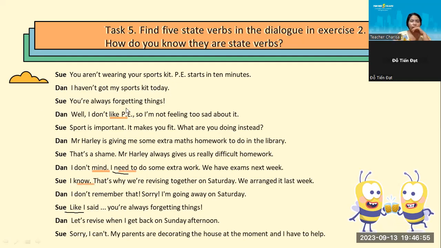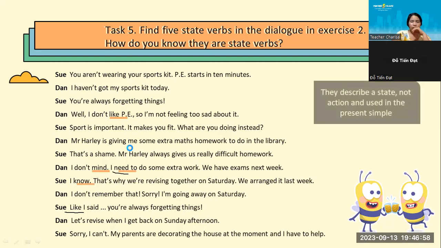Okay, let's check. So that is our 5 state verbs. Well, I don't like PE. I don't mind. I need to. I know. So that's our answer. They describe a state and not an action, and are used in the present simple. So we use that for the dialogue. They discuss PE, and that they need to have extra work, right? So the answer is I know. So that's present.